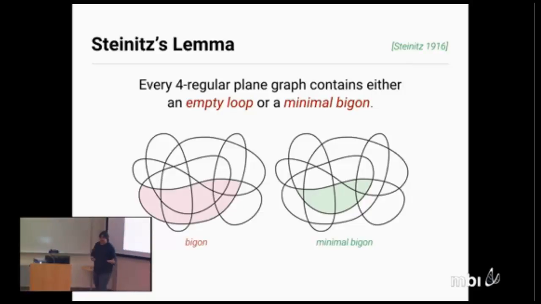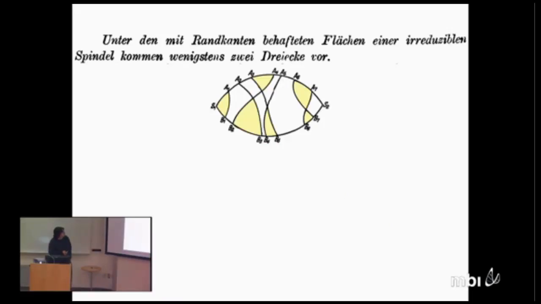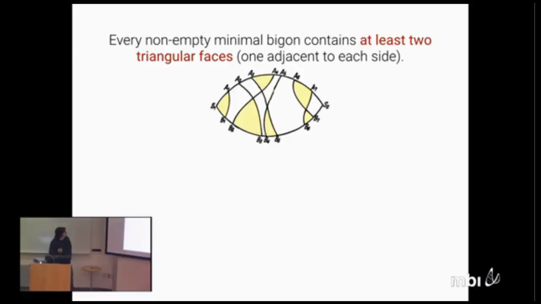This is inclusion minimal. Or in the language of the original paper, this is a spindle, and this is an irreducible spindle. And then he also observes that inside any minimal bigone, you can find at least two triangles. And moreover, at least one triangle incident to each side of the bigone.